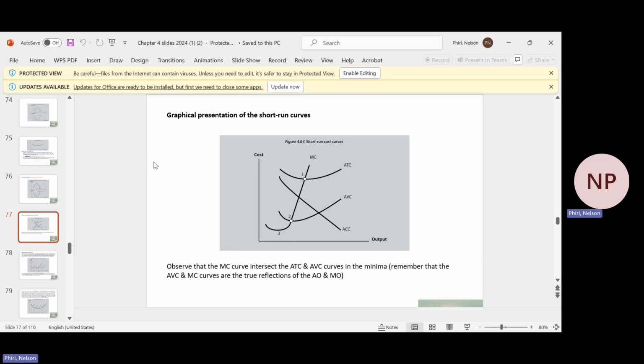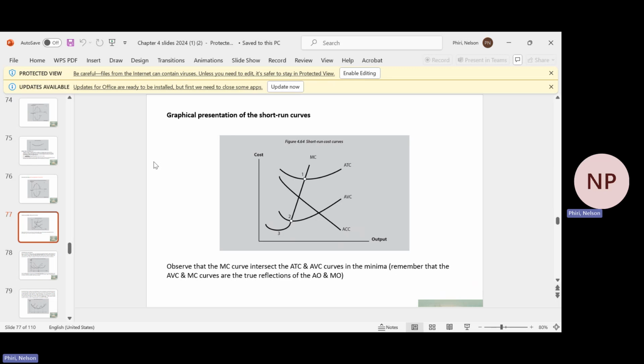You can see that when MC is decreasing in the graph, your AVC as well is falling and your ATC as well is falling. Your MC intersects your ATC at its minimum, which is point 1 there, as you can see. Then you have your point of intersection with your AVC, which is point 2. So the MC intersects the ATC and AVC, both of them at their minimum. Your AVC, which is point 2, will be at its minimum, and your ATC, which is point 1, will be at its minimum.